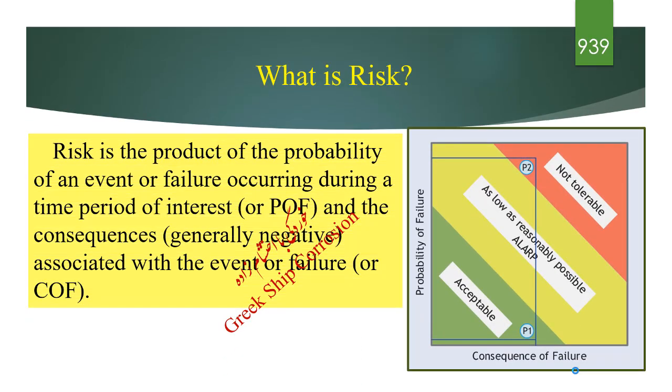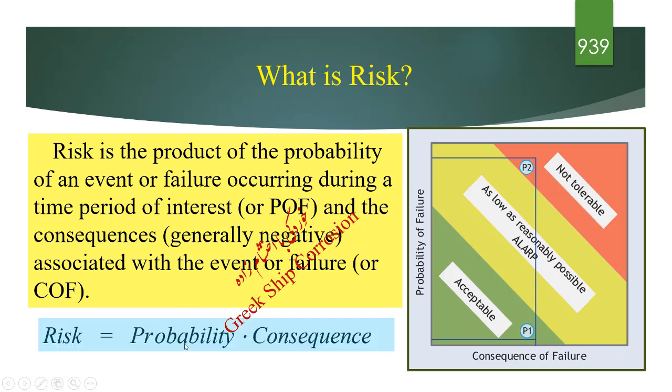What's risk? Risk is the product of the probability of an event or failure occurring during a time period of interest, or POF, and the consequences, generally negative, associated with the event or failure, or COF. The horizontal axis is consequence of failure and the vertical axis is probability of failure. This region is the acceptable region. This is the region of as low as reasonably possible, and this is the region of not tolerable. Risk equals probability times consequence.